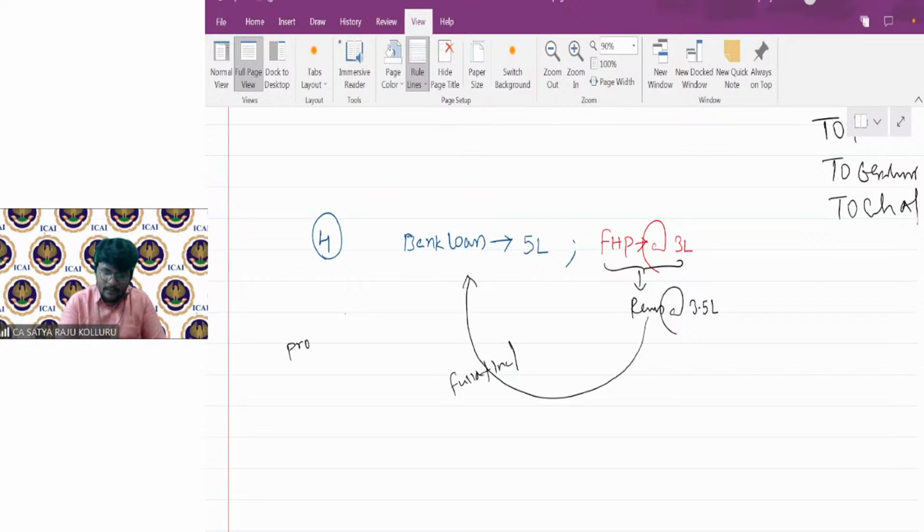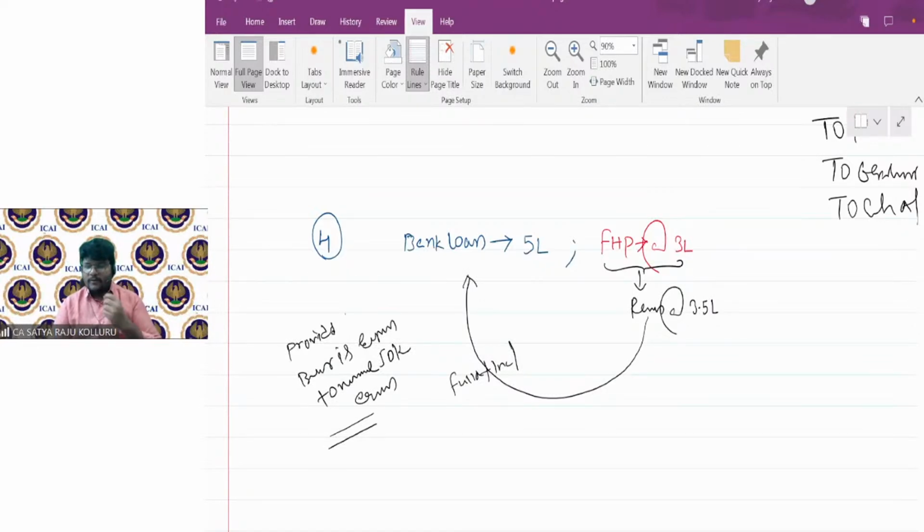Provided the banker is expecting to receive 50,000 worth of equity shares. This is the agreement. One more time I'm telling you, I have complicated all the situations.